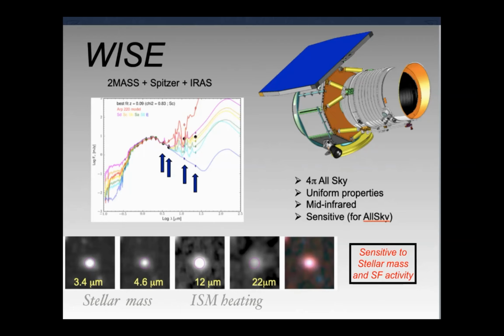WISE was all sky, and so it sees everything. You have a measurement everywhere, and you can go to the archive and you can pick out the data yourself.